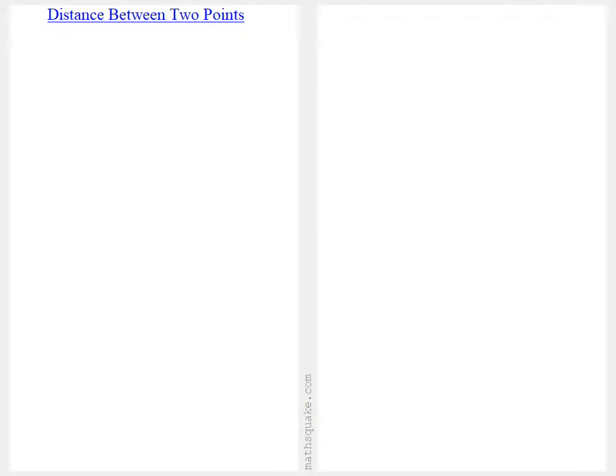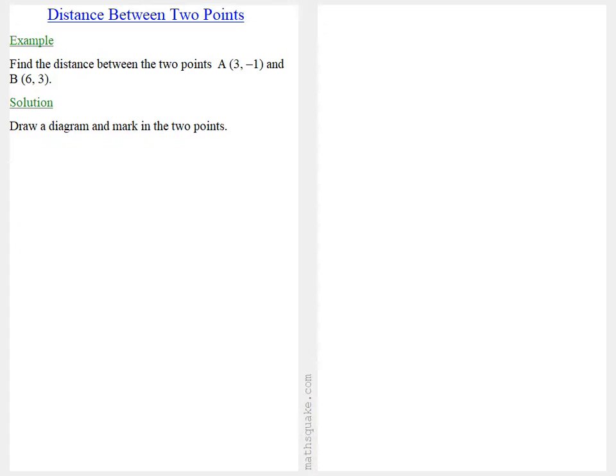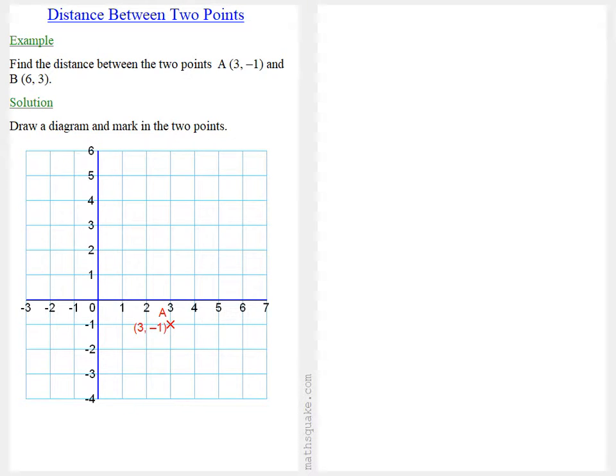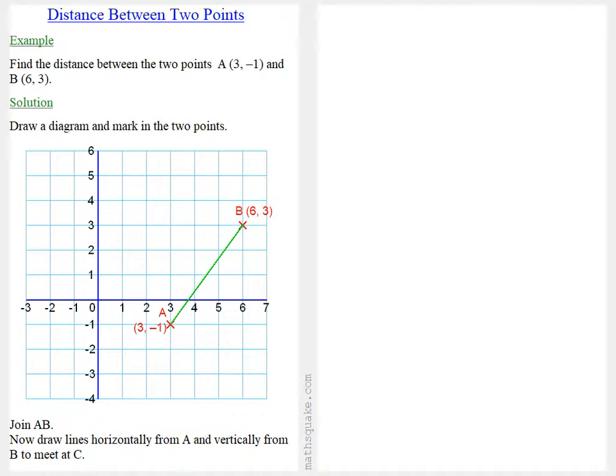The distance between 2 points. Let's look at an example. Find the distance between the points A, which is (3, -1), and B, which is (6, 3). Well, to solve this, draw a diagram and mark in the 2 points. Now, join AB. Also, draw lines horizontally from A and vertically from B to meet at C. We now have a right-angled triangle ABC with AC equal to 3 and BC equal to 4.